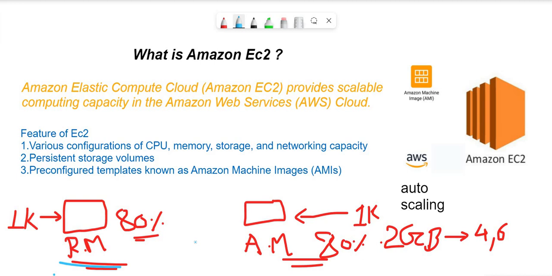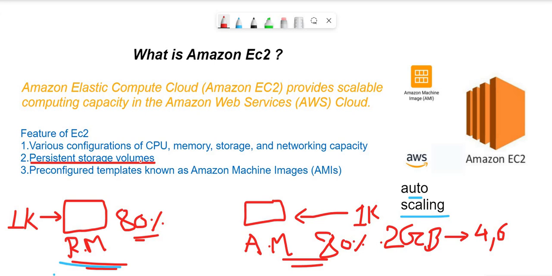So these problems are not faced in cloud computing because of the auto scaling feature which is given by Amazon. Not only Amazon, other service providers like Azure, GCP, everybody is providing auto scaling in their platforms. Now, we see another feature, that is persistent storage volume. First of all, we need to understand the meaning of persistent. Persistent means on a permanent basis. So we will be having permanent storage volumes.